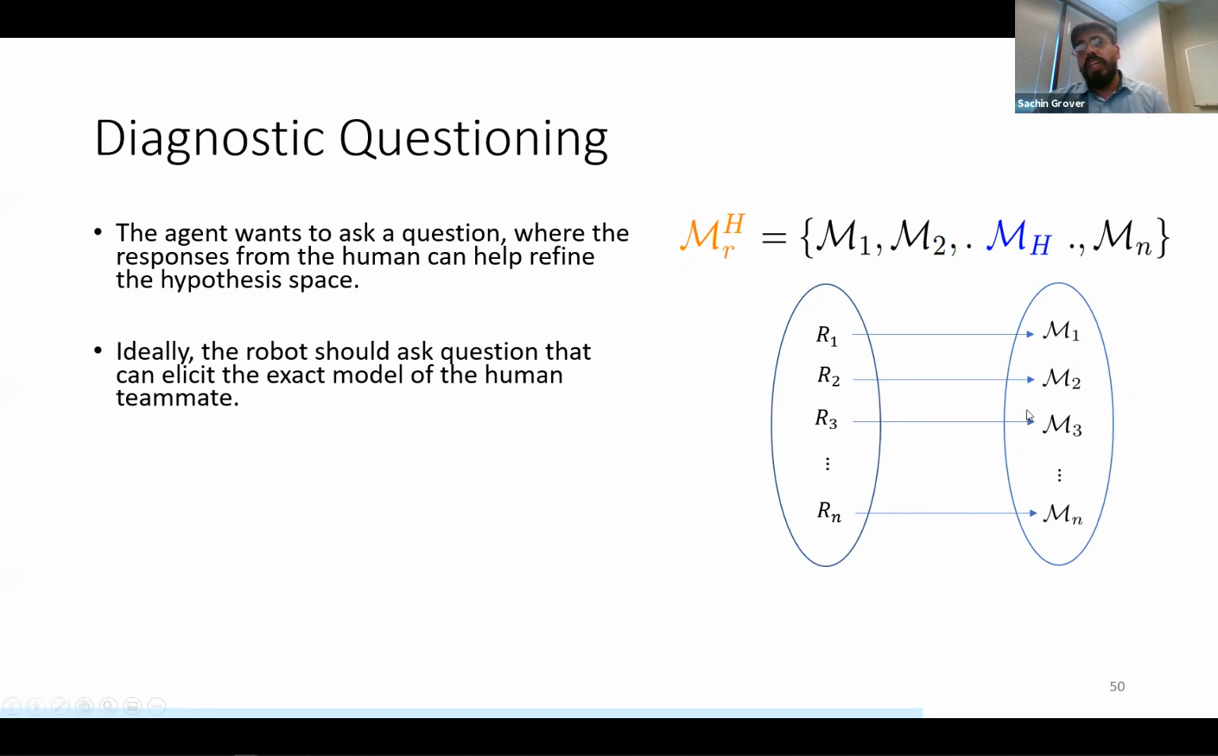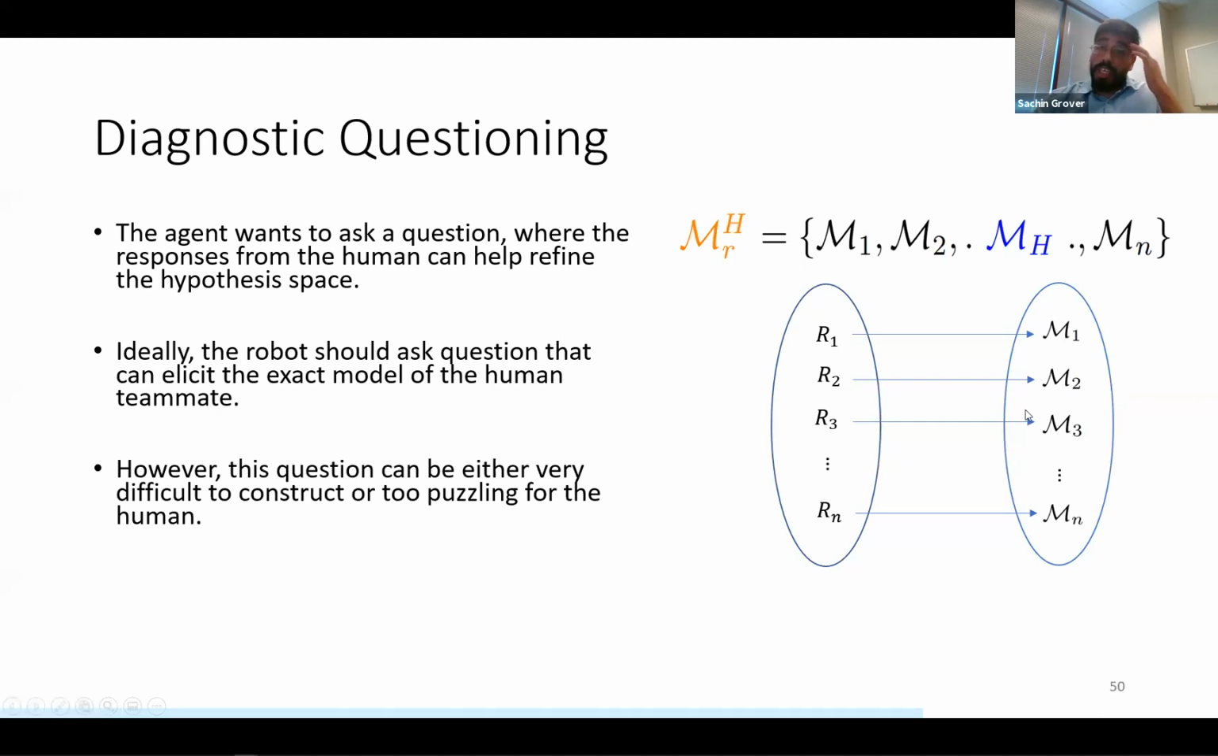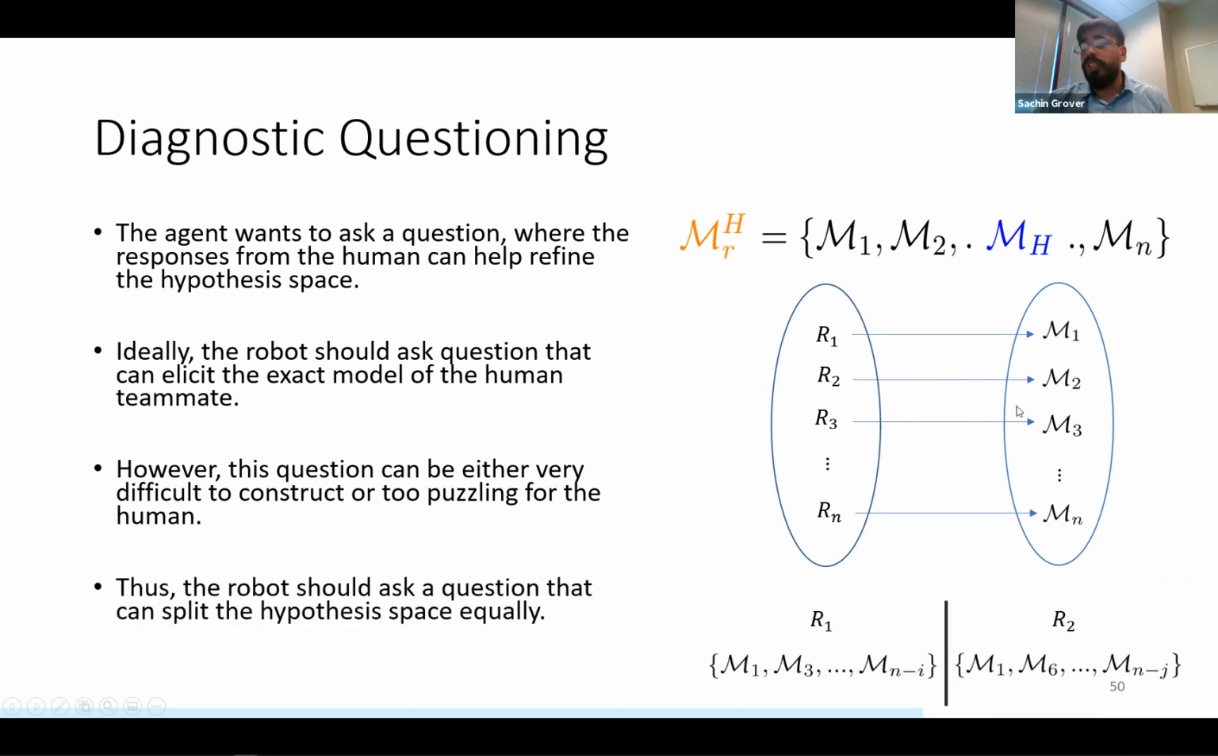But usually it might not be possible in a real world setting. The question could be too confusing for the human, too difficult to understand, or even difficult for the robot to construct, where it is not able to separate, and the same response can be part of multiple models. In that case, the next best step is to divide this hypothesis space into equal sets, where response R1 would define half of the models, and R2 would define the other half.